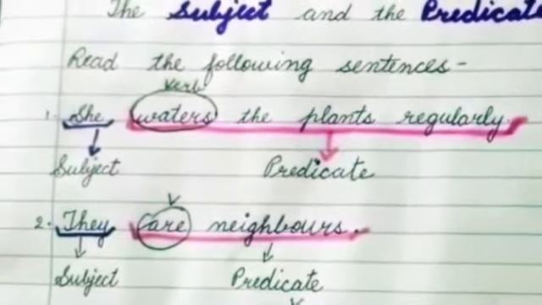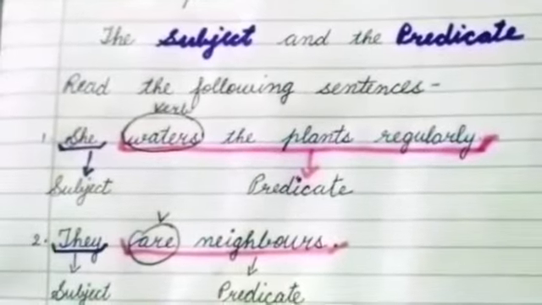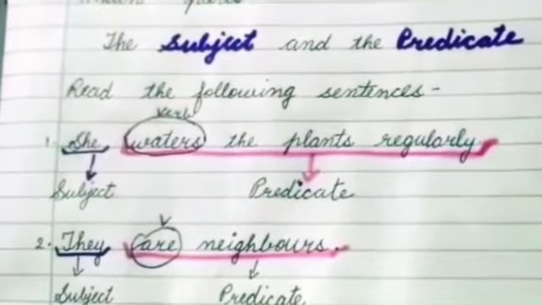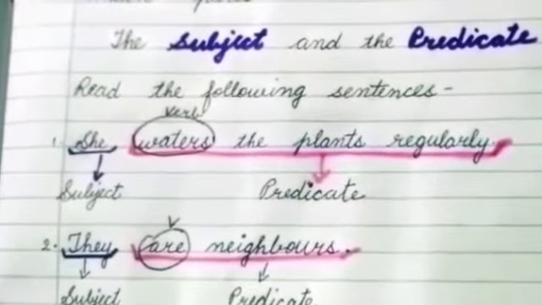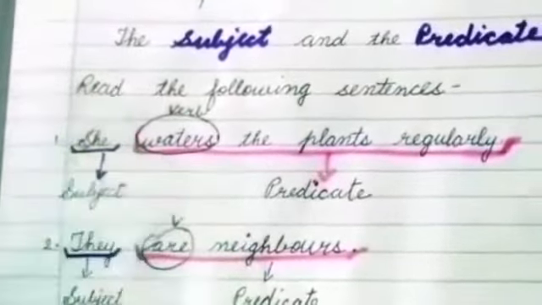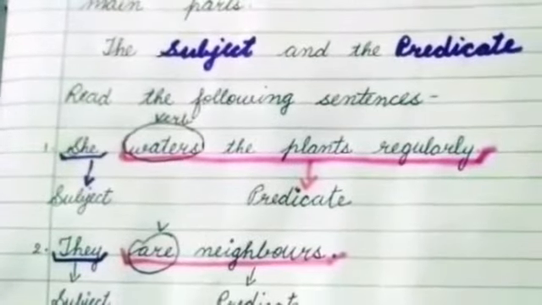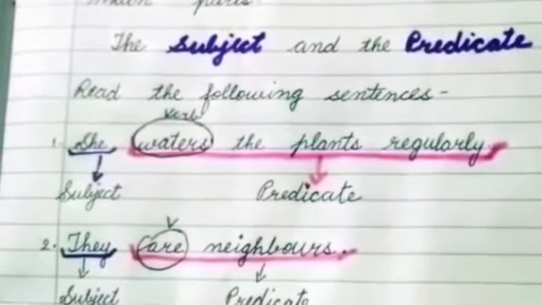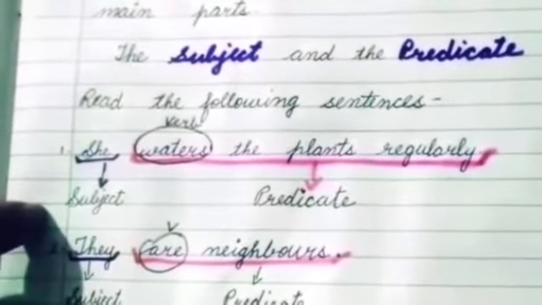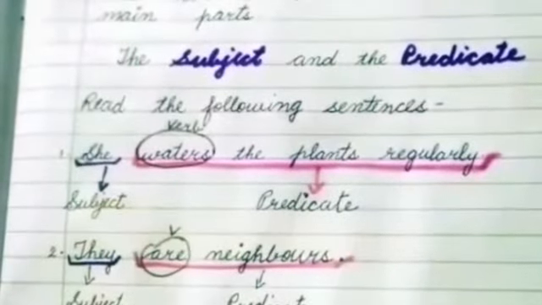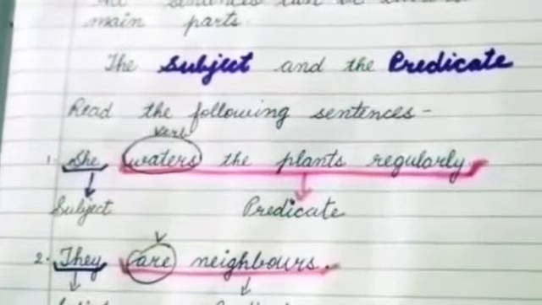Example number 1. She waters the plants regularly. In this sentence, what is the verb, dear children? The verb is waters. Now, ask a question to this verb. Who waters the plants? She waters the plants regularly. Now, when we get an answer to who, that is actually the subject in the sentence, and the rest of the part of the sentence along with the verb and all the other words is called the predicate.